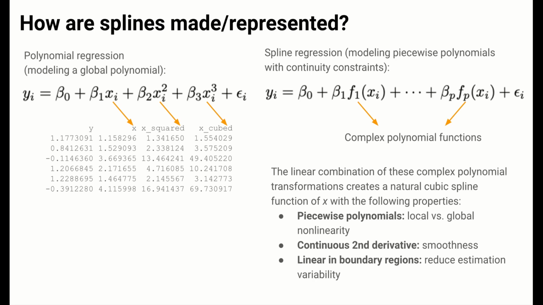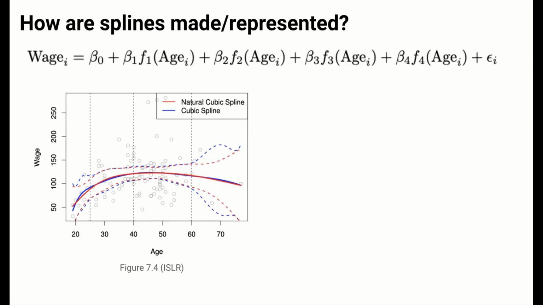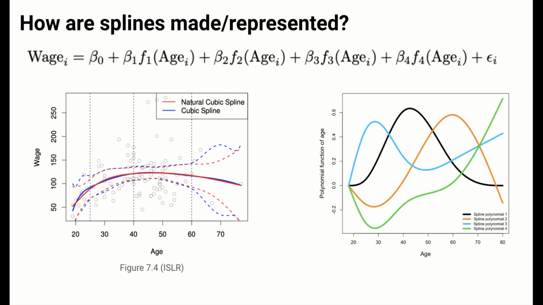Let's look at a visual representation of these complex polynomial transformations. Let's visually inspect what went into making the red natural cubic spline fit for the age predictor. It turns out that for 3 knots, 3 cut points, which are located at ages 25, 40, and 60, we needed 4 transformations, which are indicated by F1 through F4 in the model statement at the top. These 4 transformation functions are shown at the right.